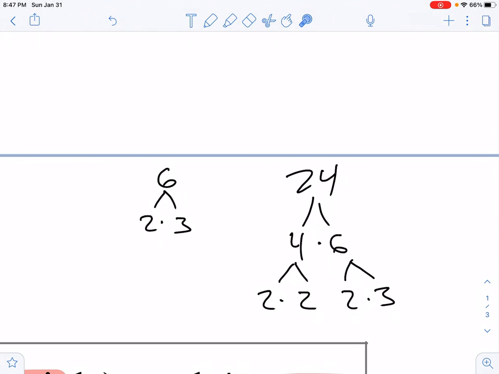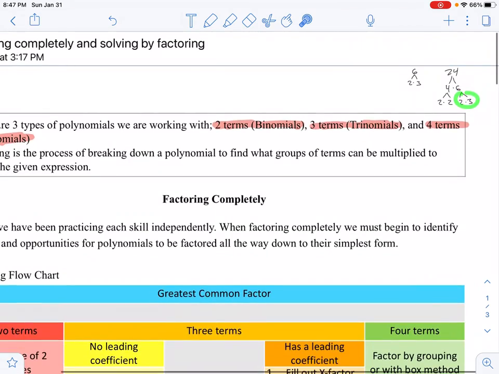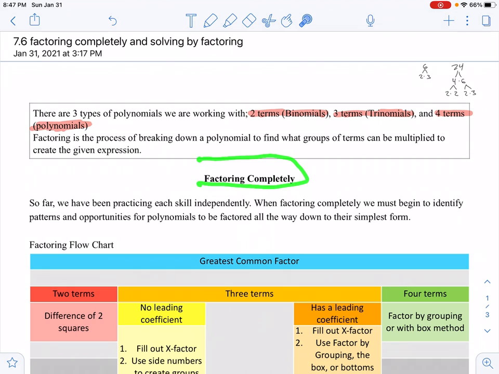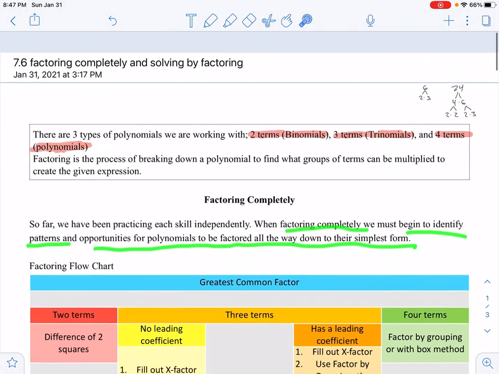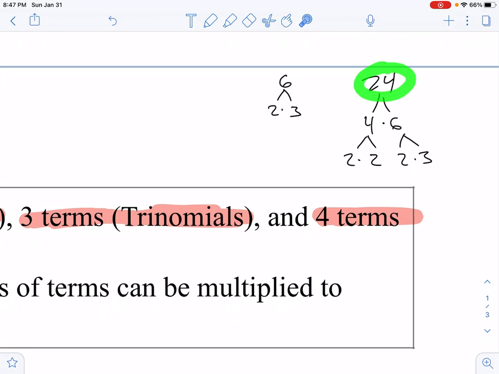When we talk about factoring completely, we've learned how to do this, 6 into 2 times 3. Now we're taking that idea, but we're finding it inside of something larger. Hopefully this will make sense at the end. So far we've been practicing each skill independently: two-term binomials, three-term trinomials, and four-term polynomials. You may remember we had difference of two squares, we had using the x factor, and we had factoring by grouping or the box. Now when we factor completely, we're going to begin to look for these patterns and opportunities for polynomials to be factored all the way down to their simplest form. Just like we can take 24 and not only break it into 4 times 6, but then break it into 2 times 2 times 2 times 3.